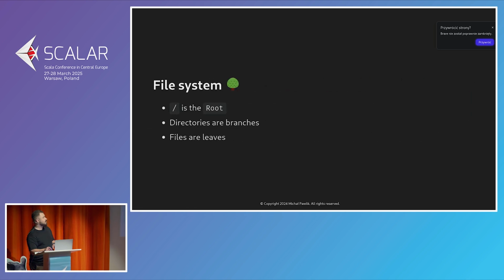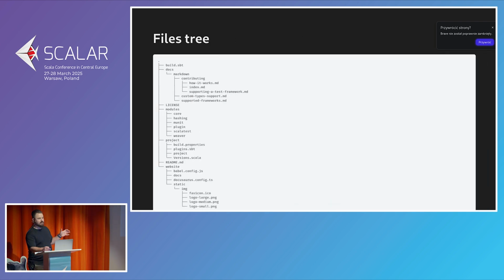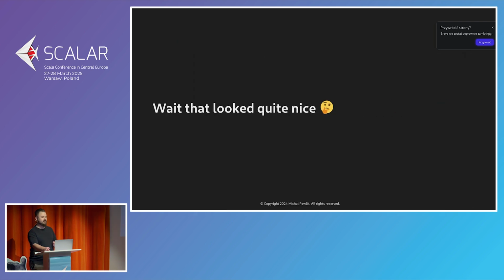But I think the most obvious example is the file system, right? You all have computers. You have the root of your file system. Then a directory is a branch, and a file is a leaf in our tree. And this is how it could roughly look for your project, for example. And that looks quite nice.